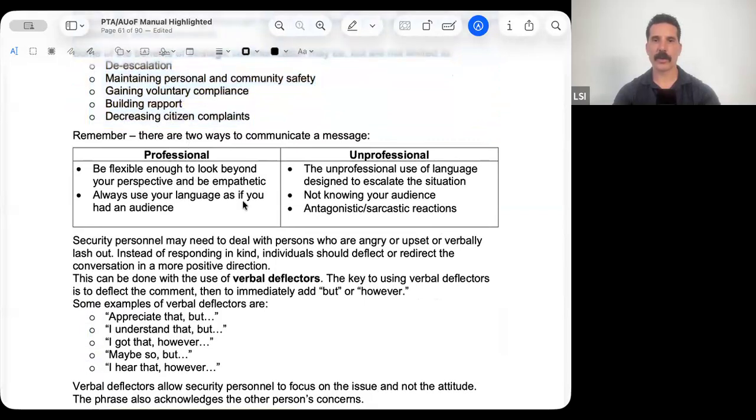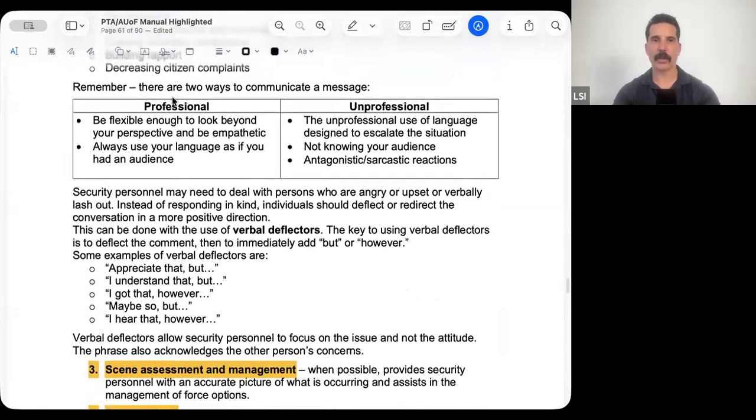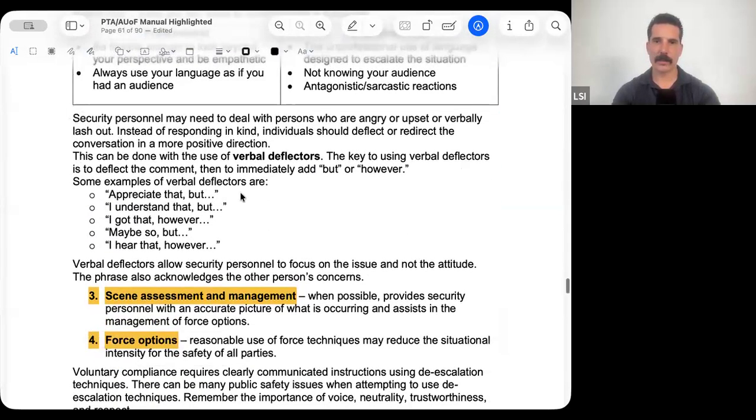It says, remember, there are two ways to communicate a message. Professional: be flexible enough to look beyond your perspective and be empathetic. Always use your language as if you had an audience. And unprofessional: the unprofessional use of language designed to escalate the situation, not knowing your audience, antagonistic or sarcastic reactions. All right. And then it continues.